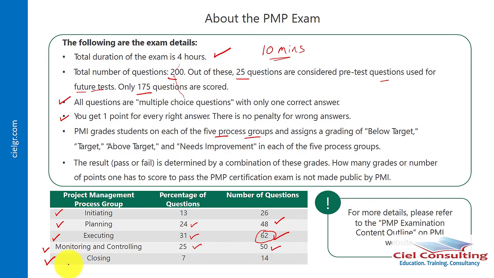And the process group that has the least number of questions is the closing process group. So in the closing process group, you're going to see about 14 questions, which is about 7% of the total exam questions that you're going to see.